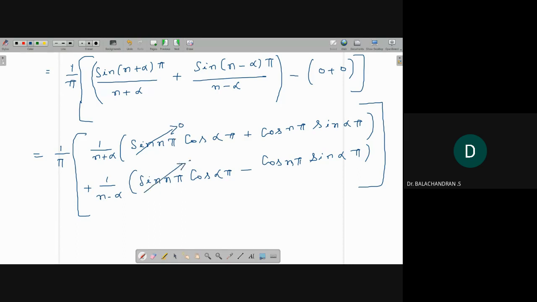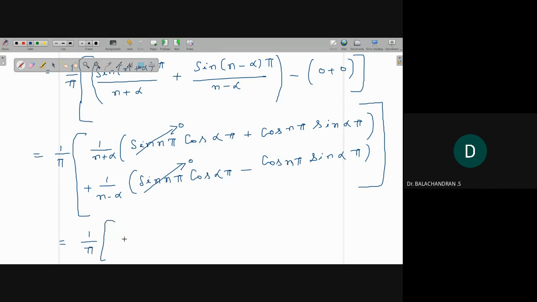Similarly, sin n pi is 0. So cos n pi is minus 1 whole power n. Here also cos n pi is minus 1 whole power n. So you can write this as 1 by pi, 1 by n plus alpha into minus 1 whole power n into sin alpha pi. And then here we have minus, so plus into minus, minus 1 by n minus alpha, cos n pi is minus 1 whole power n into sin alpha pi.